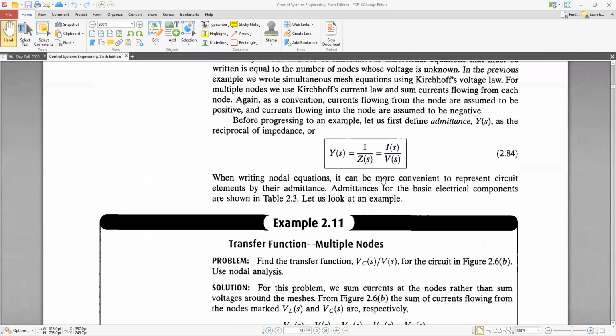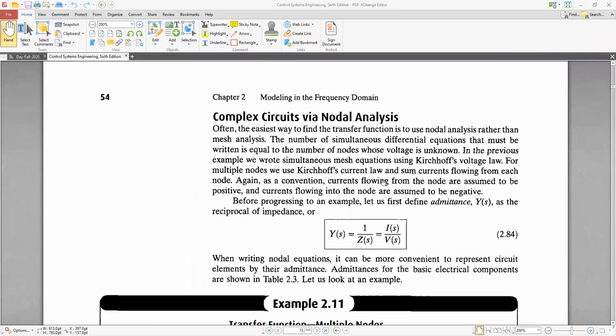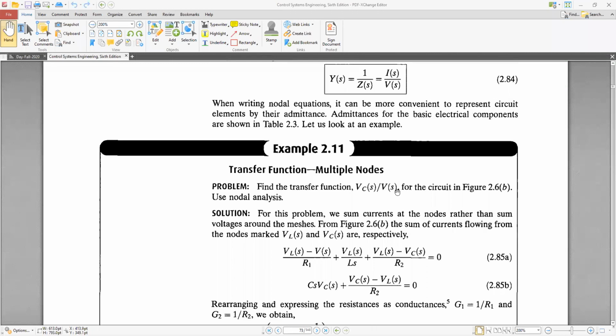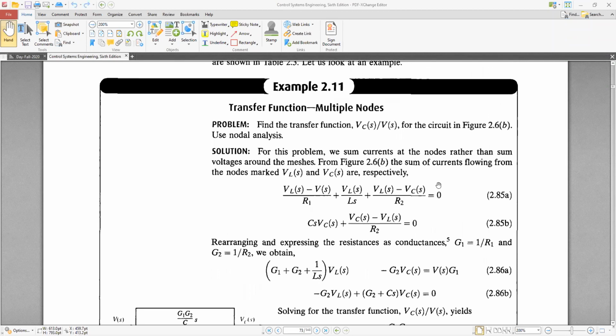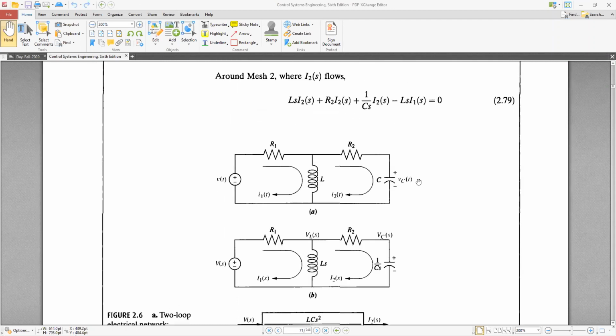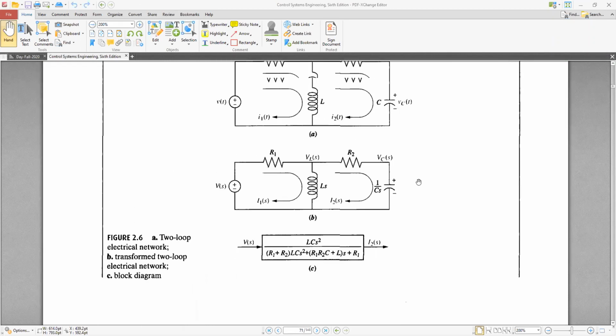After the mesh, which one? Mesh is here. See the nodal analysis, the complex circuits via nodal analysis. So let me clear this. Figure 2.6.b. Look at this figure. We have solved this one using the mesh analysis, but we can solve this one using the nodal analysis also. So let us show you the nodal analysis.